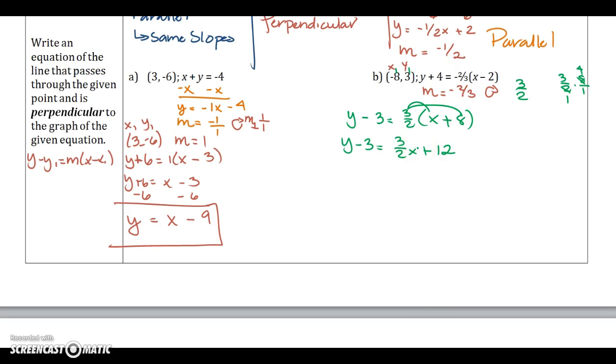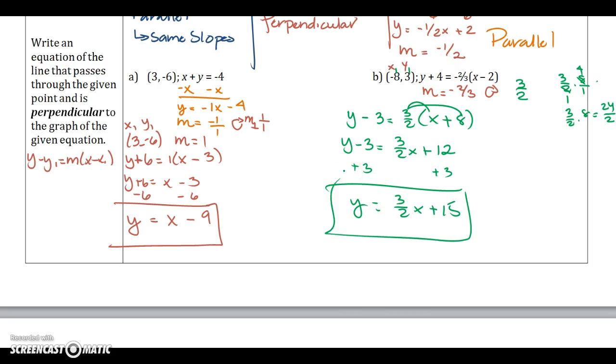Okay, that's fun. But if you don't like to cross cancel, 3 over 2 times 8, you're going to have 24 over 2, which is also 12. Okay, add 3, and I have y equals 3 over 2 x plus 15. Either way you do it, that's your correct answer.